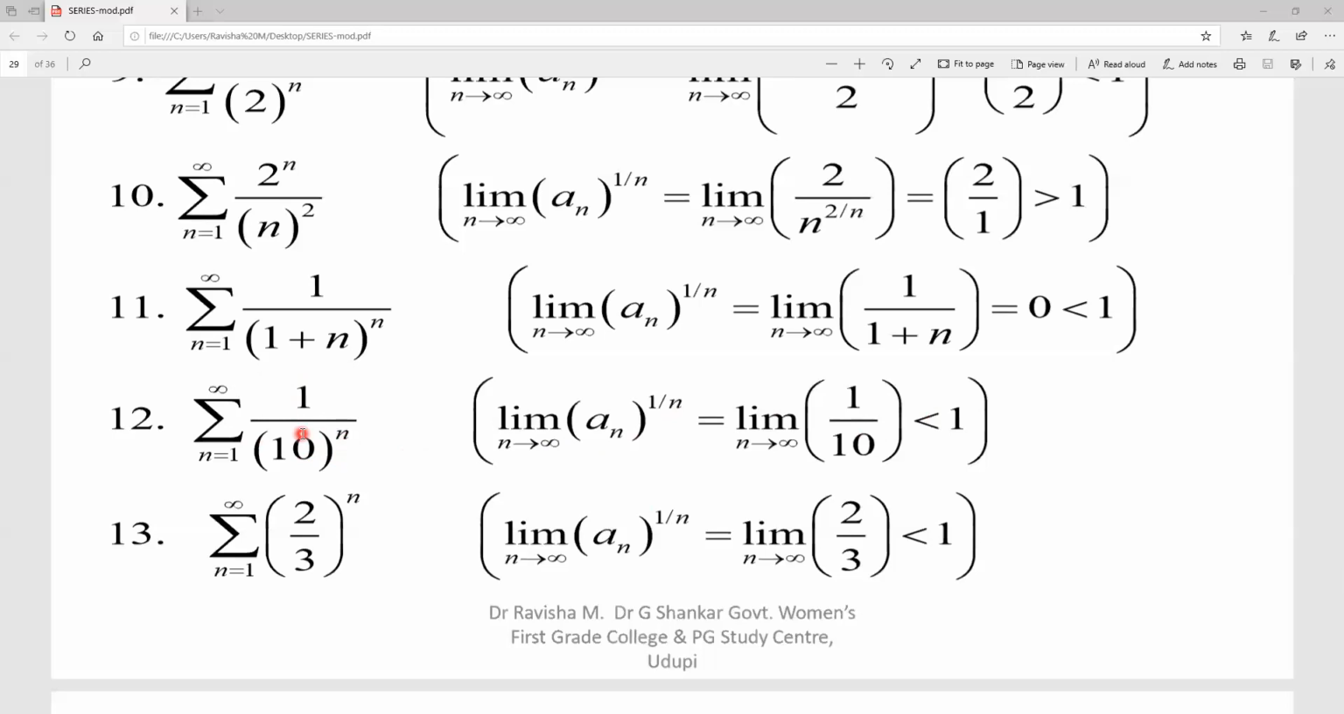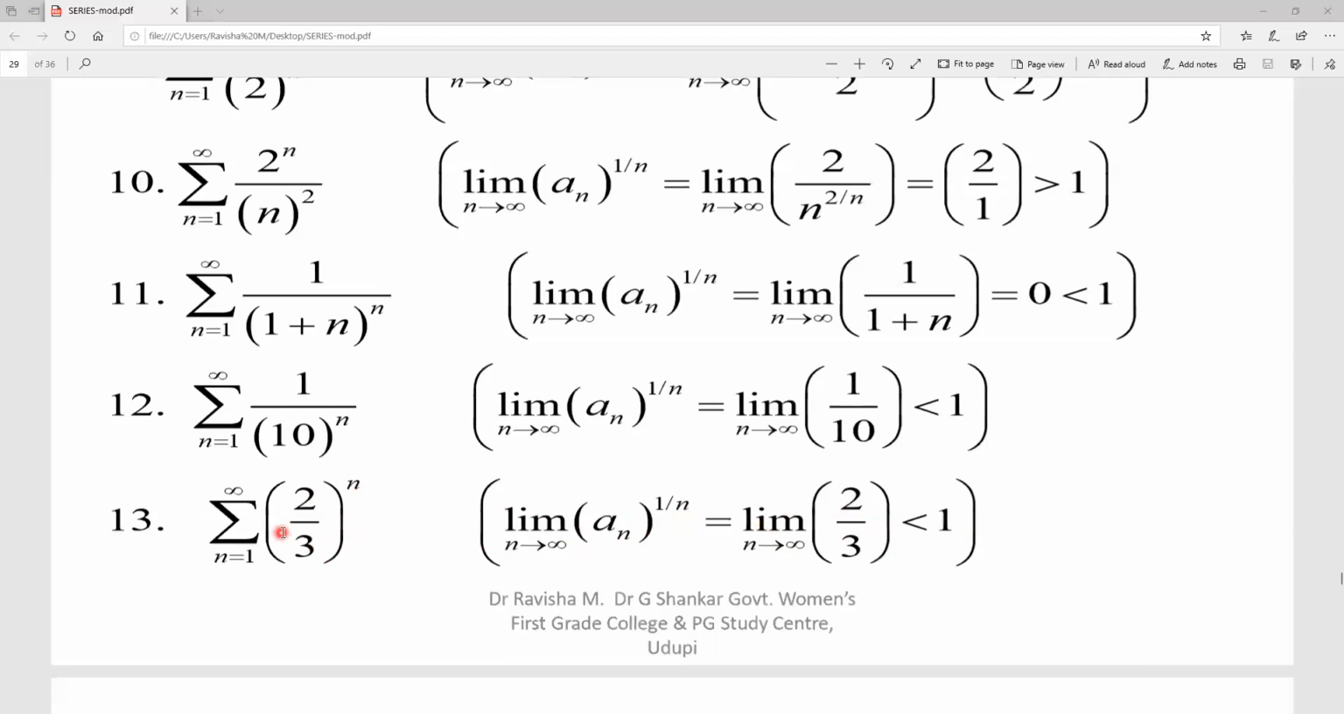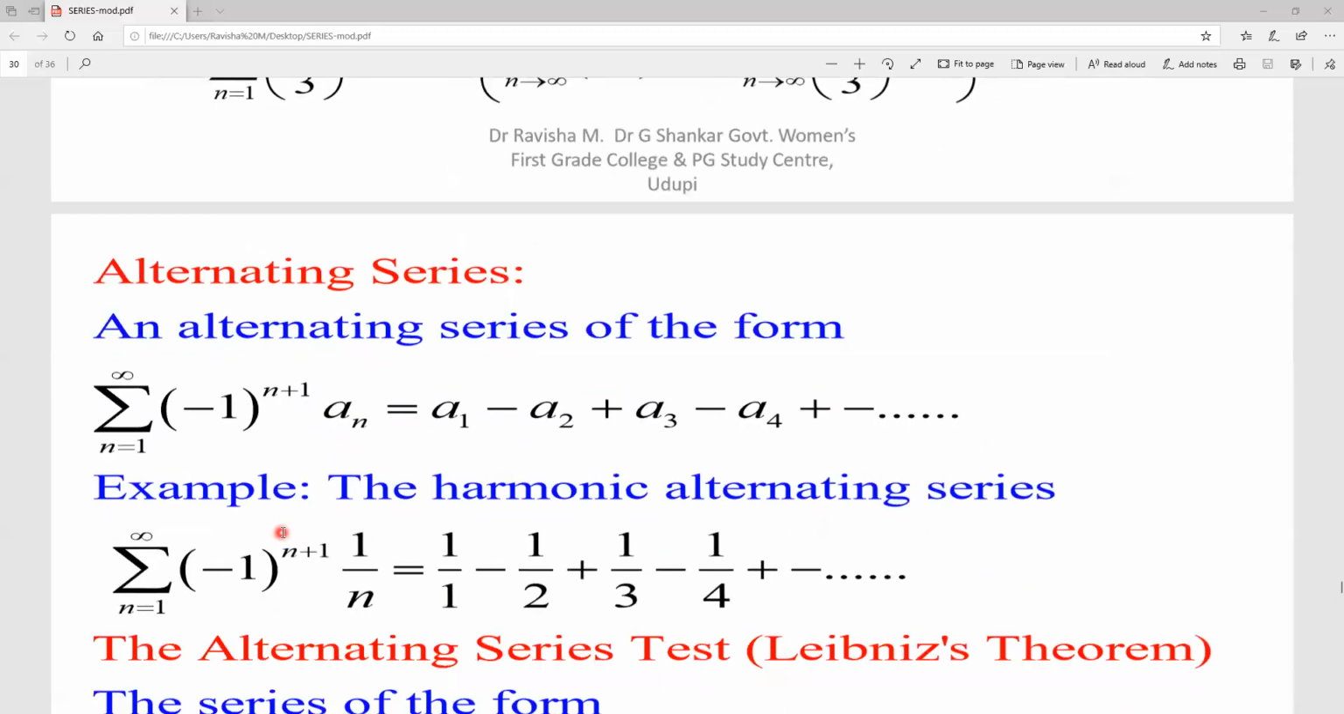Or we can conclude by observing that it is a geometric series with r equal to 1 by 10, which is less than 1, so it converges. Again, 2 by 3 whole power n: it is a geometric series with ratio 2 by 3, which is less than 1, so it is a convergent series. Or, since this series has the power n, you can apply the root test. The n and 1 by n cancel, so as n tends to infinity, 2 by 3 is a constant less than 1, and the series is convergent by the root test. Now let us move to the alternating series.